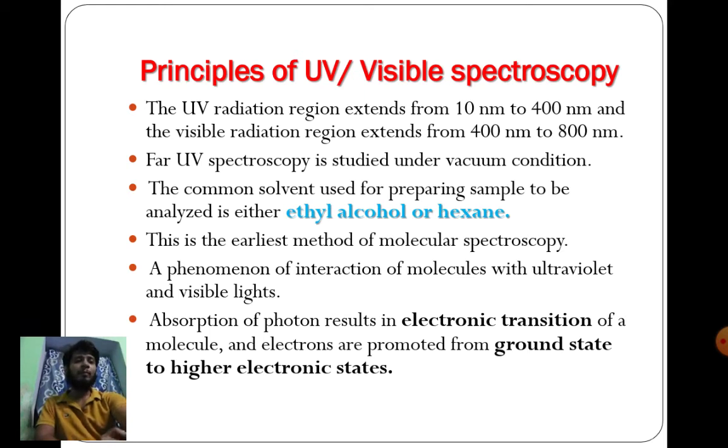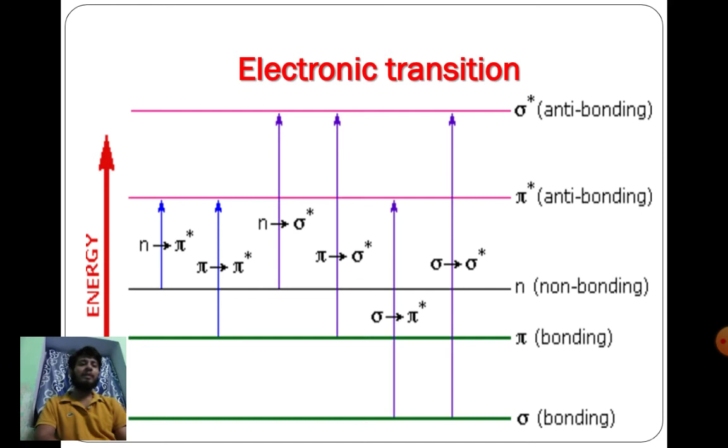The common solvents used here are ethyl alcohol and hexane. As I mentioned earlier, when a molecule or an atom absorbs a certain kind of light of fixed wavelength or frequency, it gets excited from its ground level, and there are 6 possible kinds of transitions that can happen.